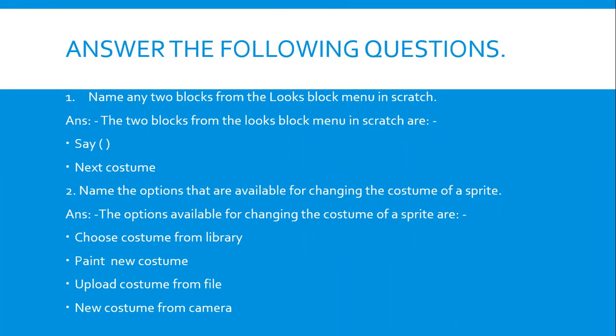Now answer the following questions. Name any two blocks from the looks block menu in Scratch. The two blocks from the looks block menu in Scratch are say and the next costume.